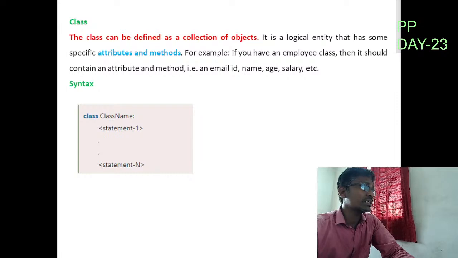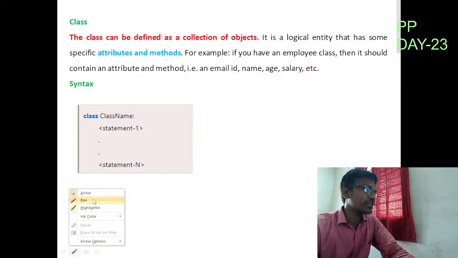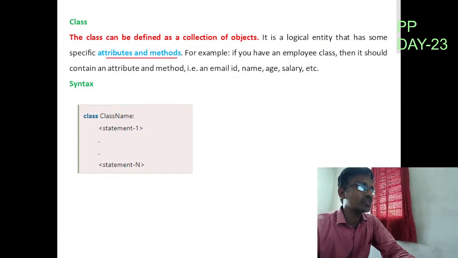First of all, what is a class? A class is a collection of objects, or a class is a collection of attributes and methods in a single unit. A collection of attributes or variables and methods in a single unit is called a class. For example, you know the class diagram.